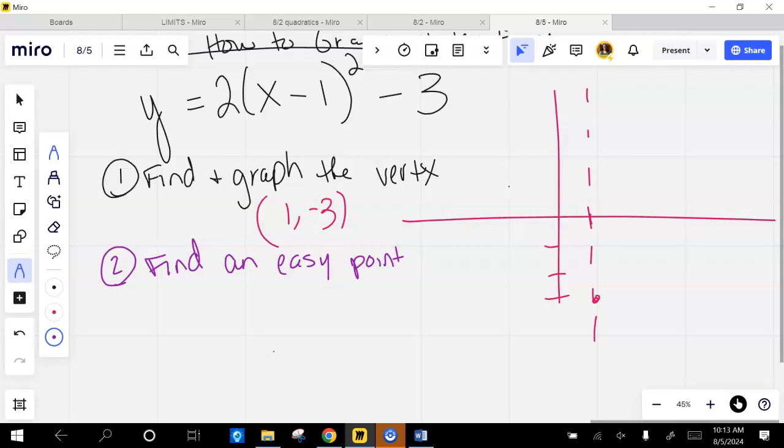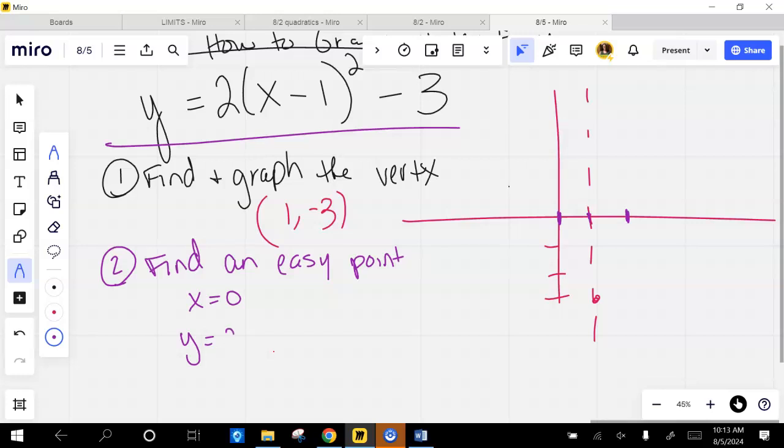What's another easy point to pick? Maybe not so far. If I'm at 1, maybe 0 or 2. My rule of thumb is go 1 over from the vertex. It'll make your life easier. It'll always make your life easier. So let's say I pick 0. What am I plugging that 0 back in to find the other half of the point? X in my equation, right?